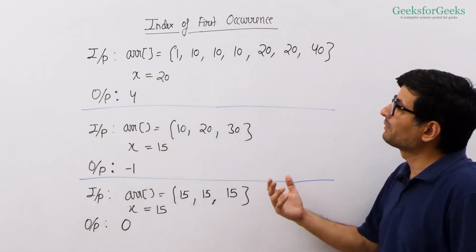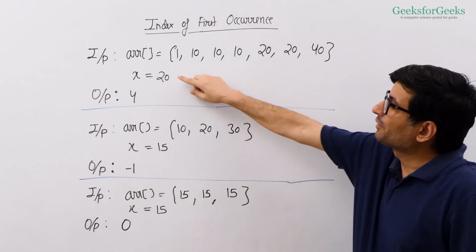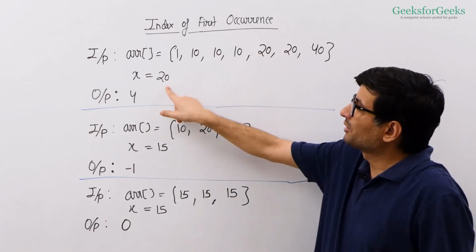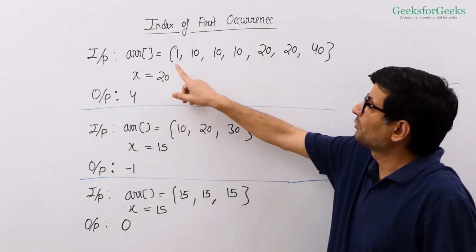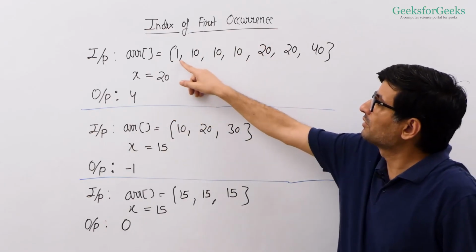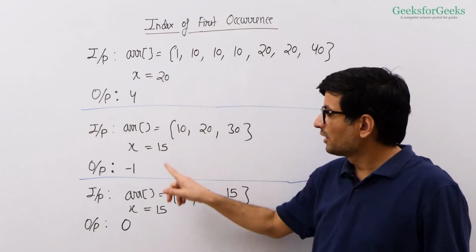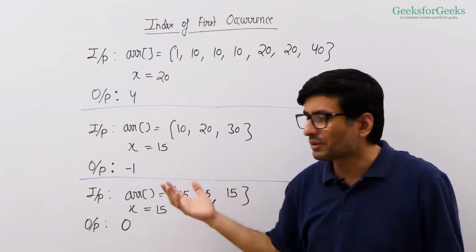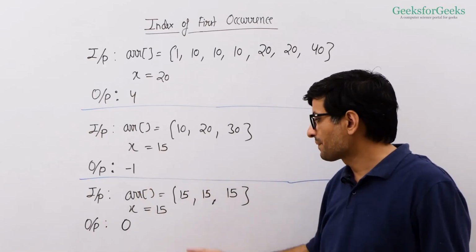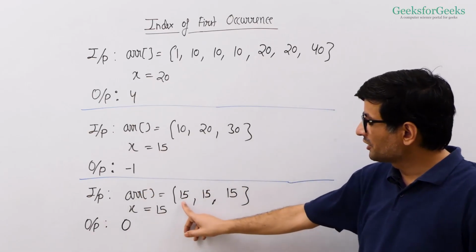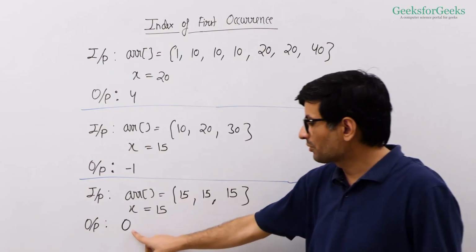Let's understand the problem with these examples. So we have a sorted array and a number x, 20. Where does 20 occur first time? 0, 1, 2, 3, 4, at index 4. So our output is 4. X is 15. 15 is not present in this array, so our output is -1. X is 15 and 15 is present at index 0 itself, so our output is 0.